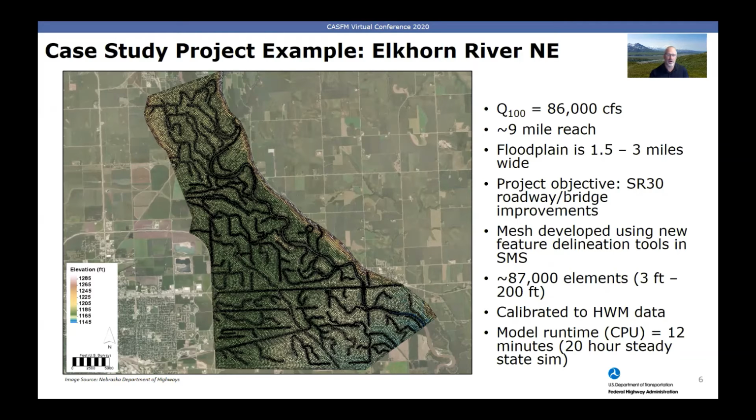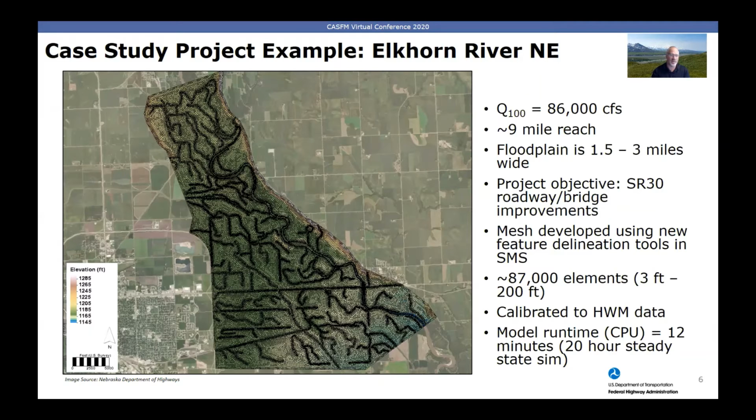Some areas are more refined than others to represent potential hydraulic controls. And these were all generated with a new feature available in the free version of SMS 13.1 that is currently in beta. It automatically delineates ridges and valleys, and these break lines can then be used by the user in developing a mesh. This mesh has about 87,000 elements, ranging in size from 3 feet in the vicinity of the bridge piers up to nearly 200 feet in the more wide open and flatter areas.